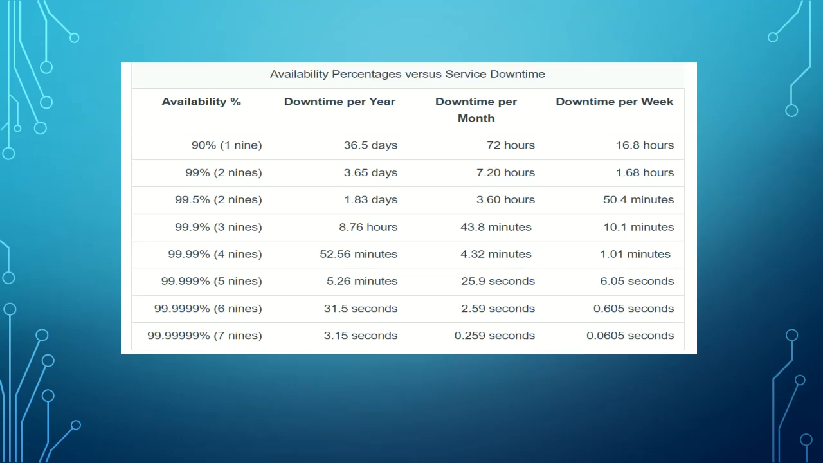So if the system is one nine, then downtime per month is 72 hours, and downtime per week is 68.8 hours. When we go to the best availability, 99.99999, it is like 5 nines, 6 nines or 7 nines. For the downtime, for 5 nines it is 25.9 seconds, for 4 nines it is 2.59 seconds, and for 5 nines it is 0.259 seconds. So the downtime per week is also in seconds. Systems with 5, 6 and 7 nines are very highly available.